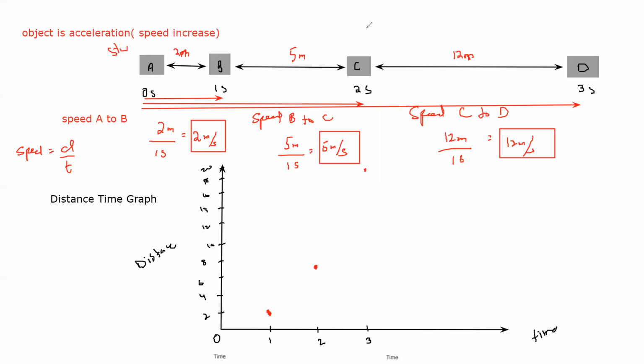So when we join these points, what will come out? It will come out as a curve for which the slope is increasing, or it is getting steeper. So whenever in an exam they say sketch a distance time graph to show an object is accelerating, then your graph should appear like this one which I drew. Is it clear now?